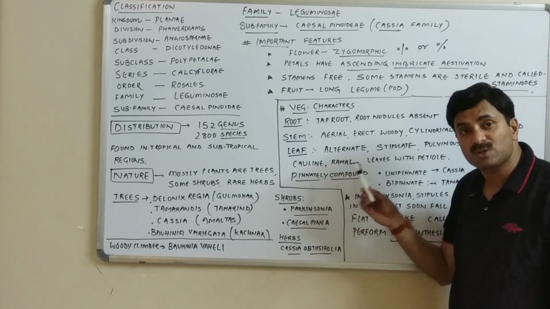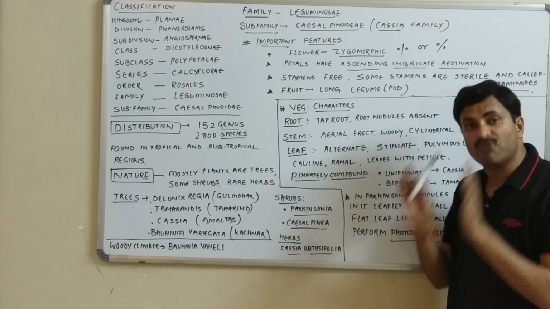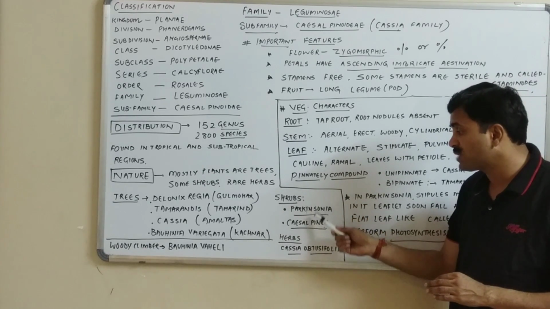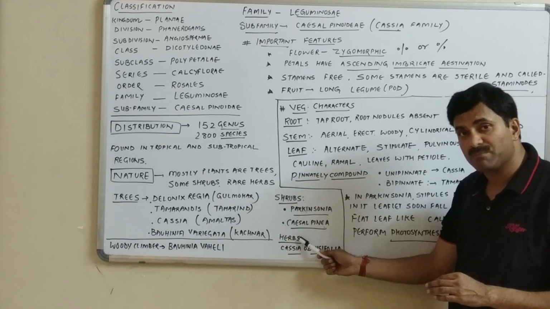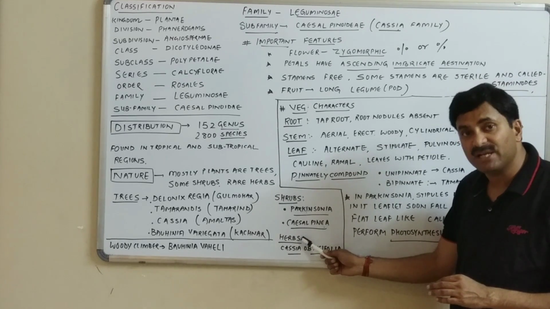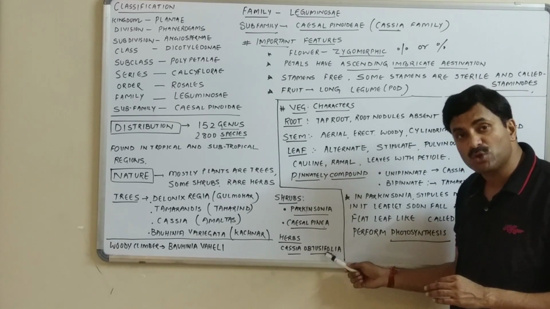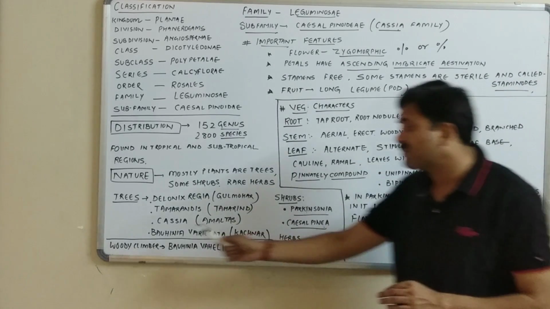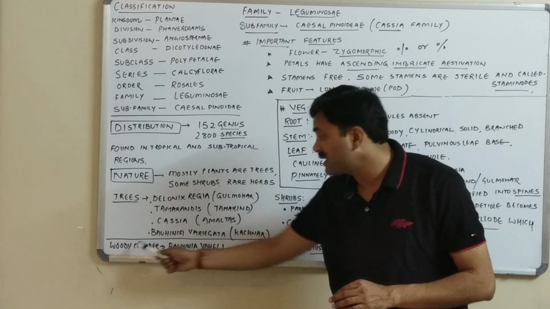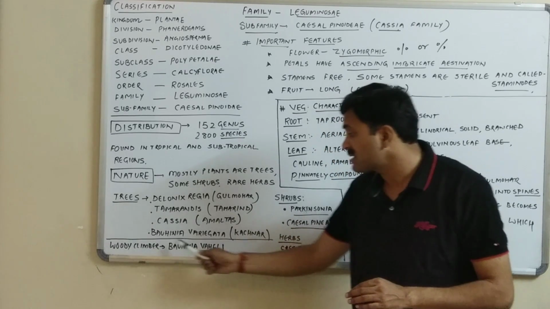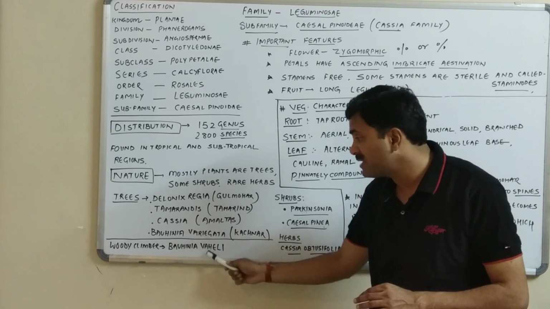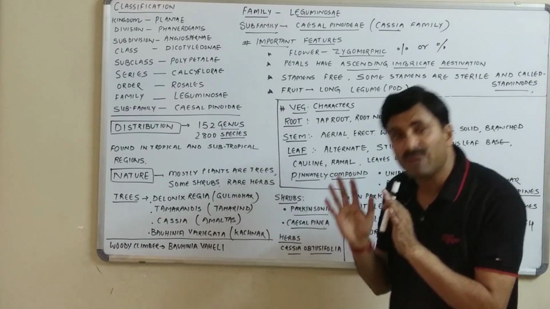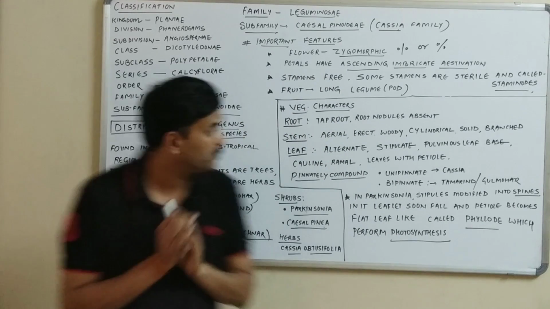Now a few plants are also shrubs. The two important shrubs of this family are Parkinsonia and Caesalpinia. And there is a herb. I have said that herbs are rarely found. Cassia obtusifolia is the herb. And there are some plants which are climbers also, woody climbers. The example of the woody climber is Bauhinia vahlii. So the nature is mostly trees, some are shrubs, and herbs are rarely found.